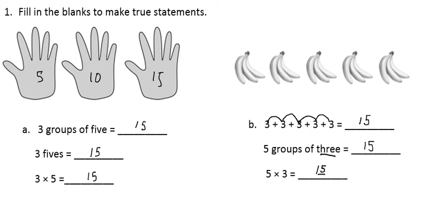So even though we came up with the same answer, we still can see that 3 groups of 5 is different than 5 groups of 3.